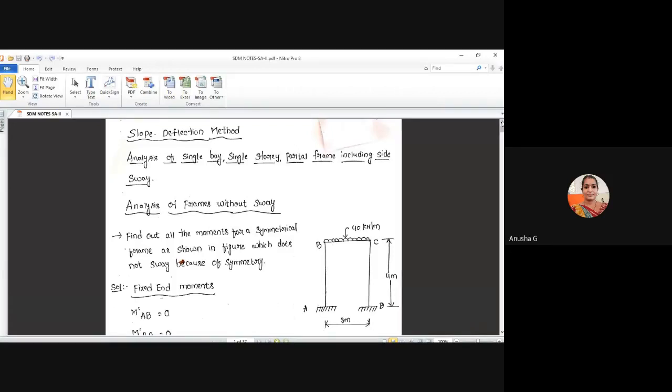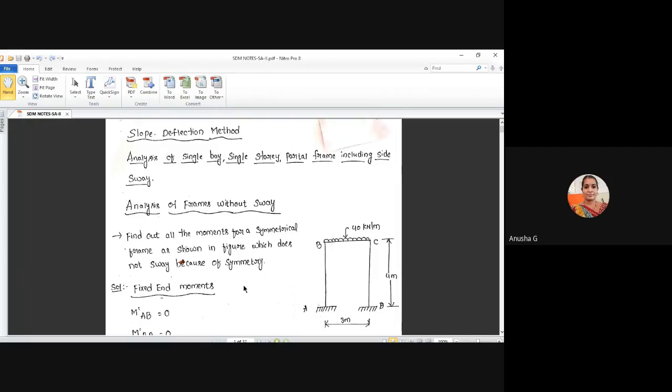How will we know whether it is with sway or without sway? In the question itself they will give whether the sway will be there. Sway is nothing but some deflection. That deflection we have to observe only for columns, not for beams. Okay. First, we will try this one.